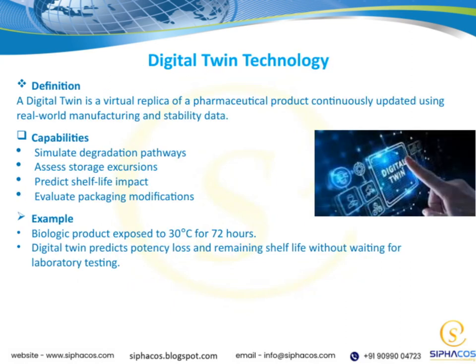Let's talk about digital twin technology, a powerful tool that creates a virtual replica of a pharmaceutical product. This digital twin isn't static. It's constantly updated with real-world manufacturing and stability data. It can simulate how a product degrades, assess what happens during storage mishaps, predict how shelf life changes, and even evaluate packaging tweaks. For example, if a biologic product is exposed to 30 degrees Celsius for 72 hours, the digital twin can predict potency loss and remaining shelf life, all without waiting for lab tests.